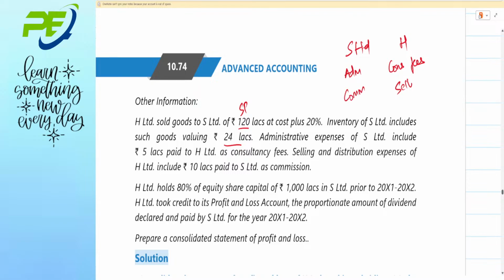H Limited holds 80% of equity share capital of 1000 lakhs in S Limited prior to 20x1-20x2. H Limited took credit to its P&L the proportionate amount of dividend declared and paid for the year 20x1, 20x2. Now, when did we acquire? Prior to this period, for this year dividend, they are telling they have credited to P&L. Is it right or is it wrong? It is correct. If it is pre-acquisition dividend, you will reduce some costs. But this is post-acquisition dividend. They have credited to P&L. Perfect. Prepare consolidated statement of P&L. Can I begin, everyone?